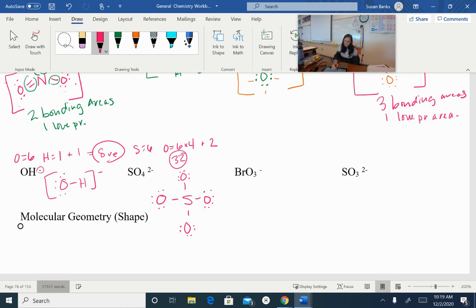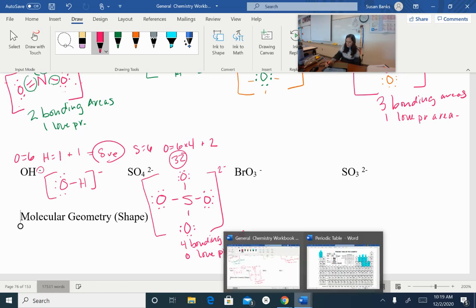Now let's look at each of these oxygens. I've got 8 electrons around each of these oxygens. So 8, and they're all the same. So 8 times 1, 2, 3, 4 gives me 32. So, yep, I've used my 32 electrons. I'm going to bracket this up, and I'm going to put the charge on the outside. Okay? This center atom, the sulfur, has 4 bonding areas and 0 lone pairs. Okay?